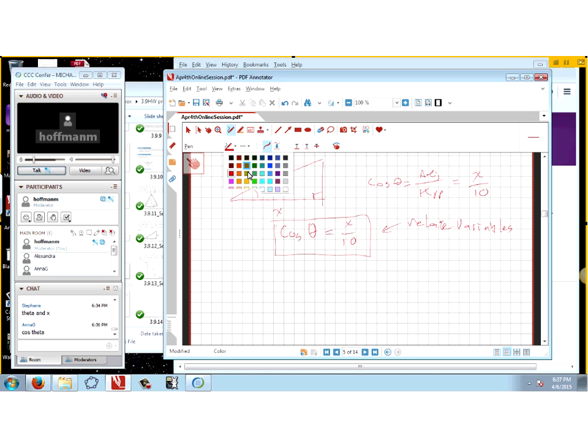So now what do we do after we relate the variables? First we relate the variables, then what do we do? Yeah, we take the derivative in order to relate the rates. So I'm going to take d/dt of both sides of this: cosine theta is equal to x over 10. And what are we going to get when we do that? What do we need? Can anyone write the answer?